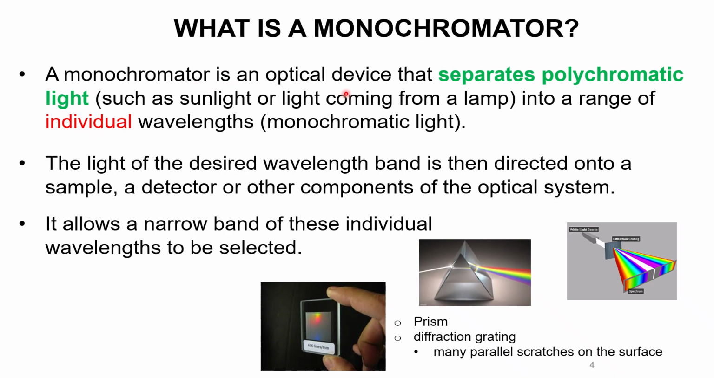Okay, it is an optical device that separates polychromatic light, such as sunlight or the light coming from a lamp, into a range of individual wavelengths, or we call it the monochromatic light. The light of the desired wavelength band is then directed onto a sample, a detector, or other components of an optical system. So this monochromator allows a narrow band of the individual wavelength to be selected.